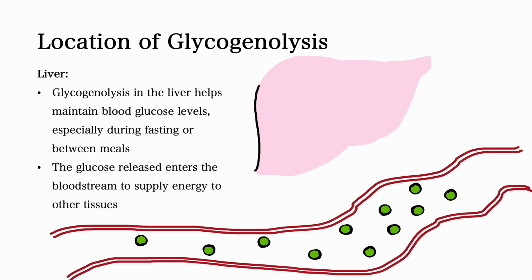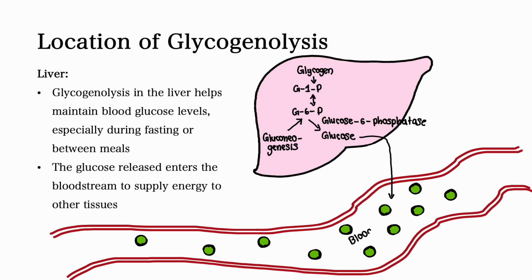Let's consider the location of glycogenolysis. Liver. Glycogenolysis in the liver helps maintain blood glucose levels. This is especially true during fasting or between meals. The glucose released enters the bloodstream to supply energy to other tissues.